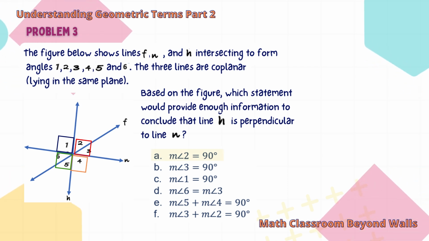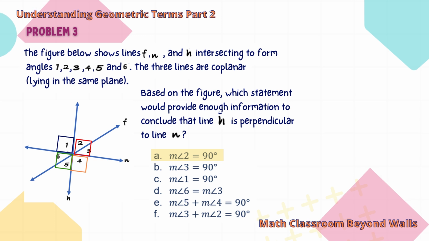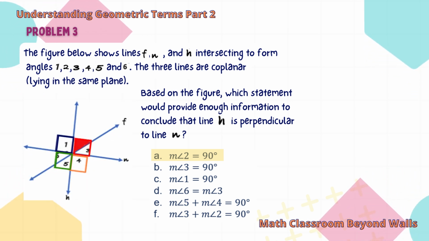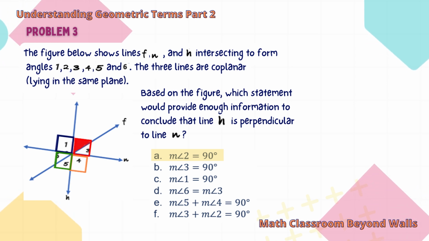The measure of angle 2 is equal to 90 degrees. Let us look at the figure. Where is angle 2? Is the measure of angle 2 equal to 90 degrees? No, it is not. The figure indicates a measure of less than 90 degrees. So the statement would not provide enough information to conclude that line H is perpendicular to line N. Did you get it, learners? Let us go to option B.